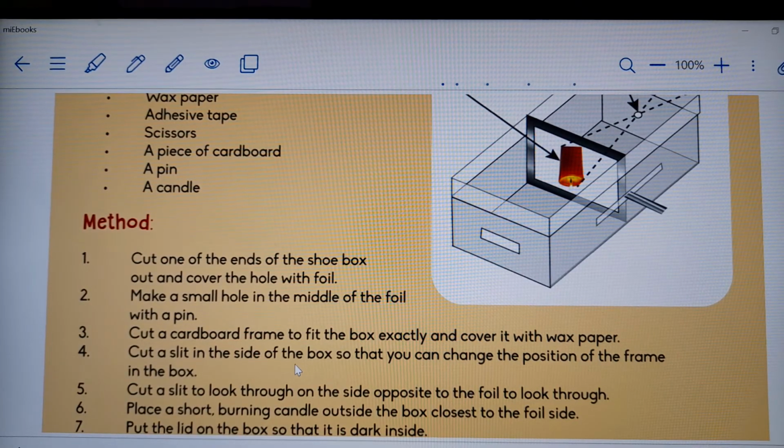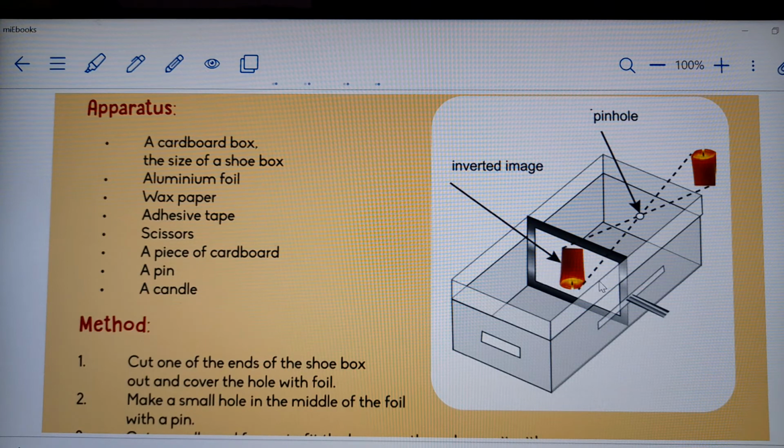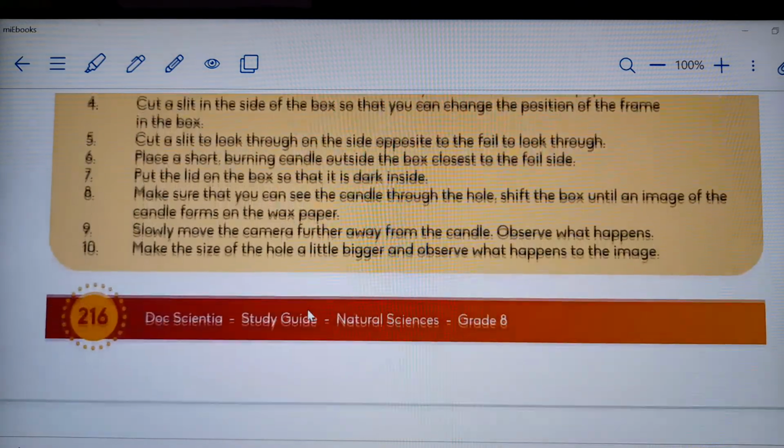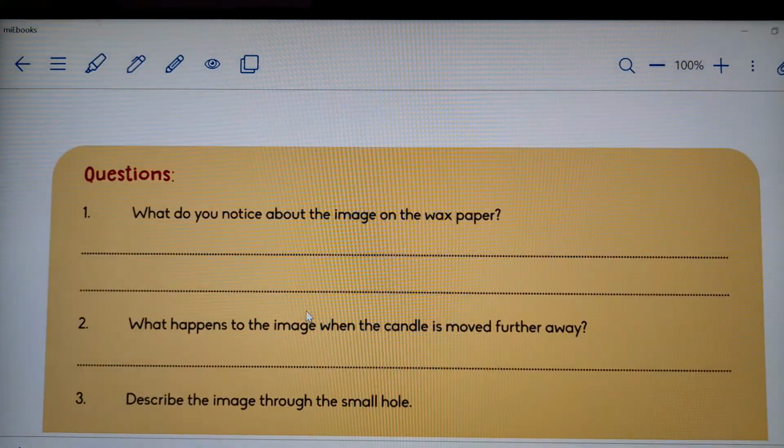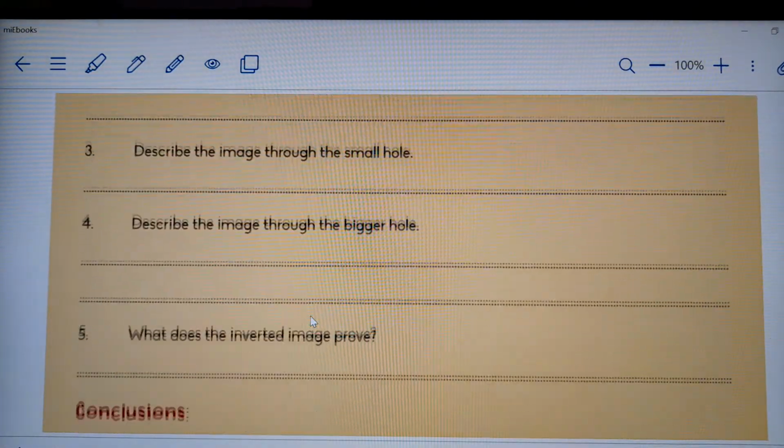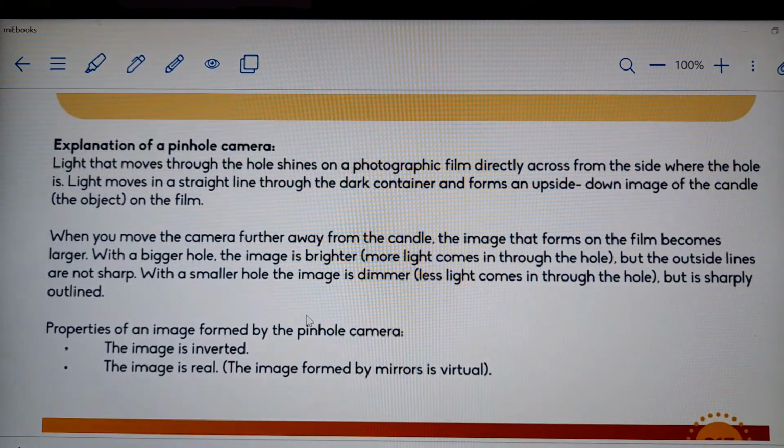So the way they made the pinhole camera in the video is a little bit different than the method that is in our textbook. However, the working principle is exactly the same. So please try this and see if it works at home. Okay, and after doing that, let's just go straight to the bottom of page 217 and get to the explanation now.